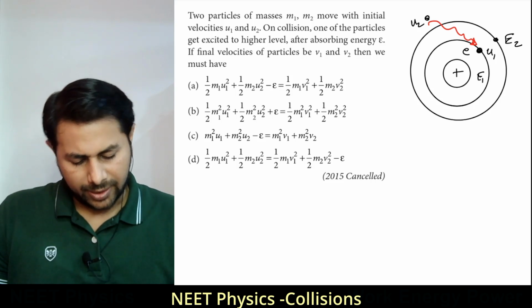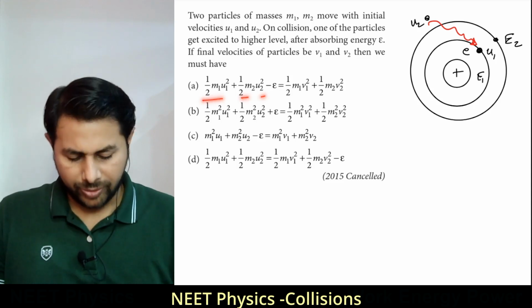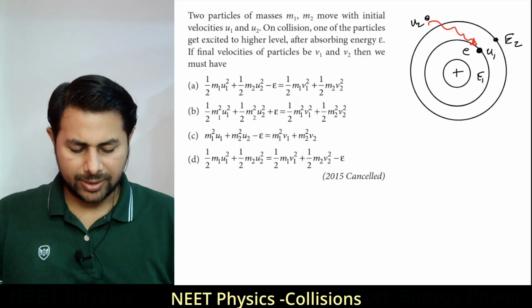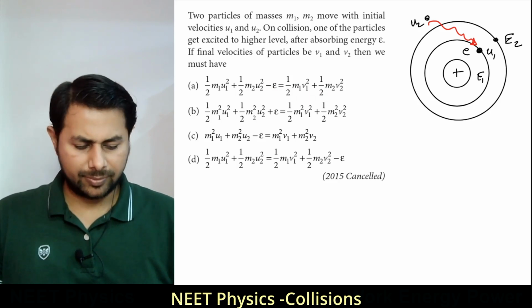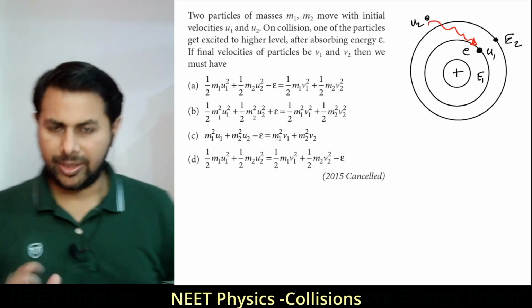Option A is correct, right? Half of m1 u1 square plus half of m2 u2 square minus E is equal to half of m1 v1 square plus half of m2 v2 square. Okay, so we can think of it this way.